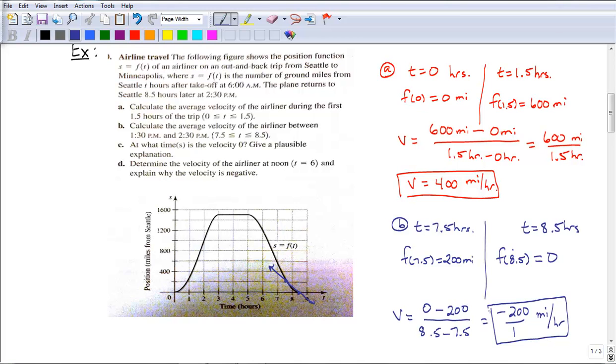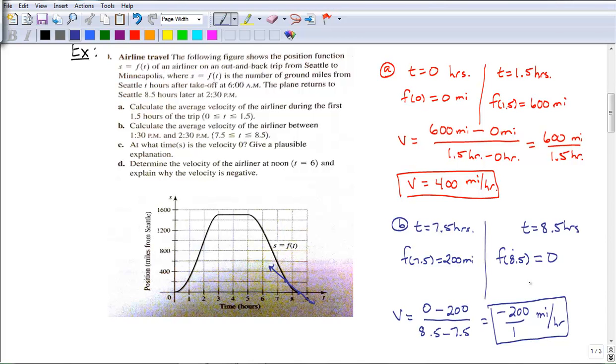So you'll notice the velocity can be positive or negative. In this case it's negative because the distance it travels, the position, looks negative. It's actually approaching Seattle again, and we're measuring this from where Seattle is. So that's A and B. They have to do with just calculating the slope using the graph.